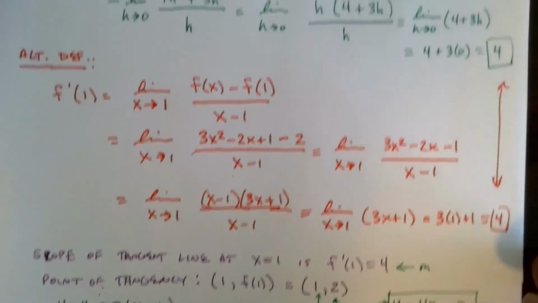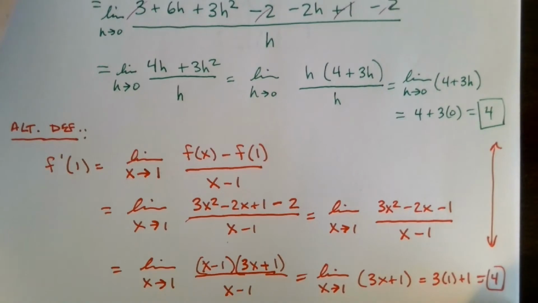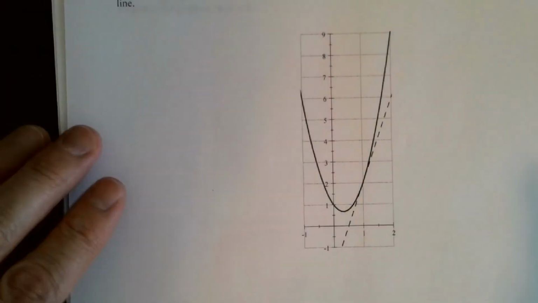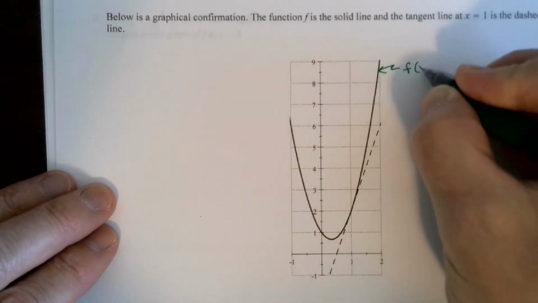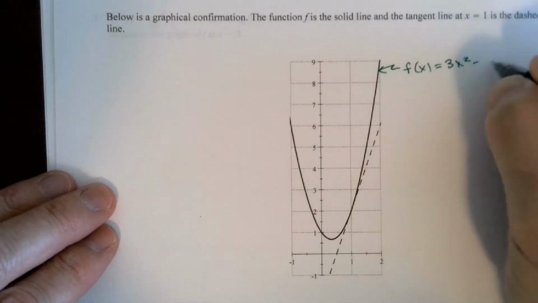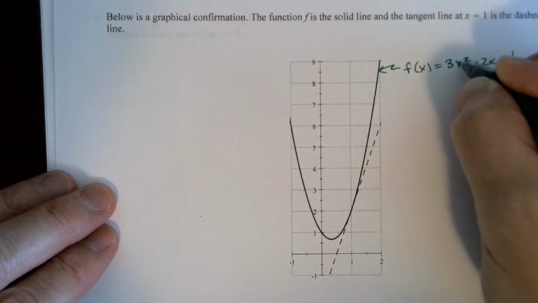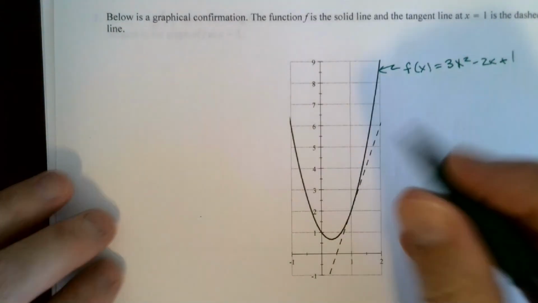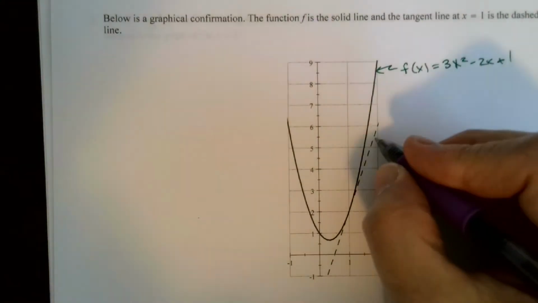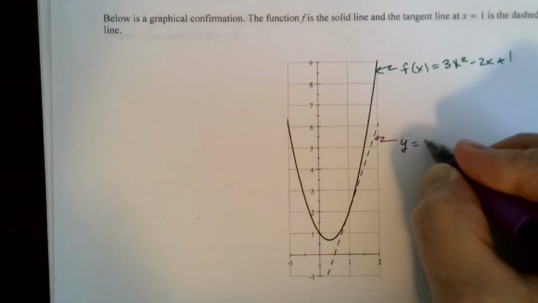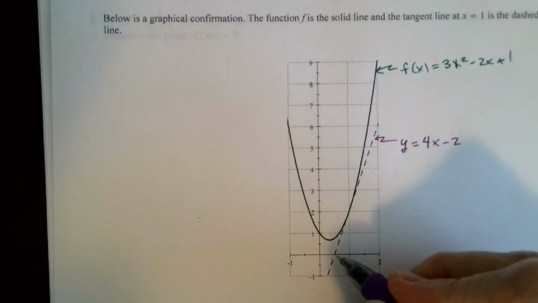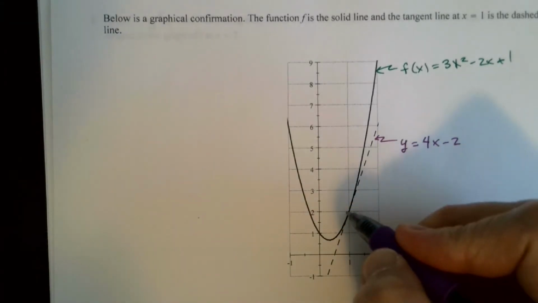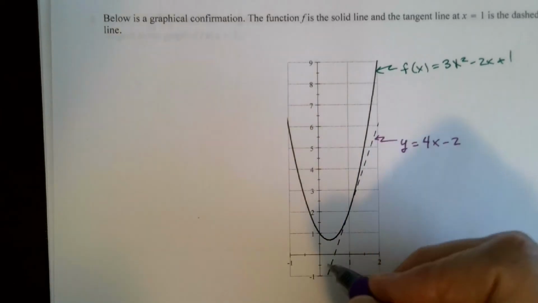Okay, so let's take a look. I've actually graphed the original function in a solid line. This is the original function. Remember that was f of x equals 3x squared minus 2x plus 1. That was the original function. And this dashed line, that is our tangent line. This is the line y is equal to 4x minus 2. Okay, the slope is 4. For every 1 we go over, we go up 1, 2, 3, 4, right? And that's the slope of that line.